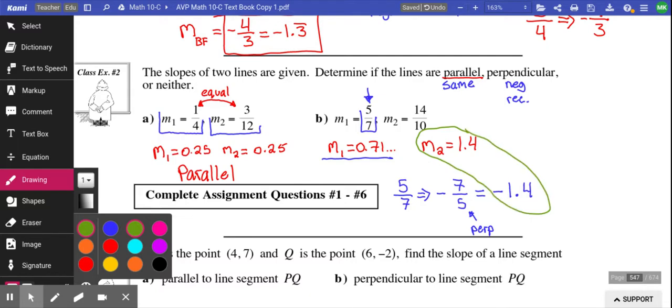The difference is my negative reciprocal should have become negative. This one is not negative. So these are not perpendicular. The number ended up being the same, but the negative sign is missing. So these are not perpendicular. They are not parallel. These two slopes are neither.